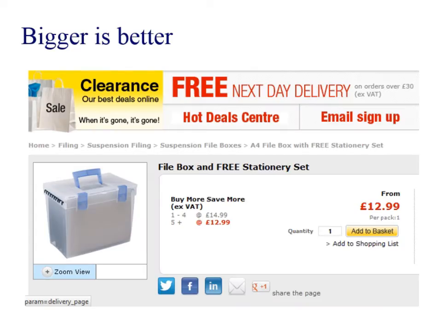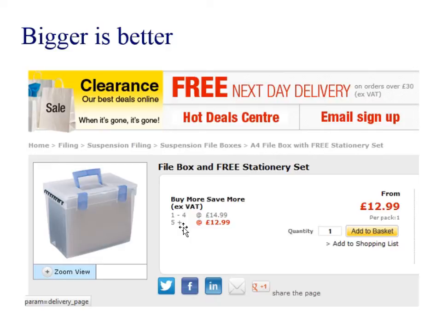So basically, the concept of economies of scale is that bigger is better. We can see on this website here, if you buy one of these file boxes, you can have it for $14.99. But if you buy 5 more or more of them, you can have them each for $12.99. So the more you buy, the less per unit it's going to cost you. And that's the concept of economies of scale.